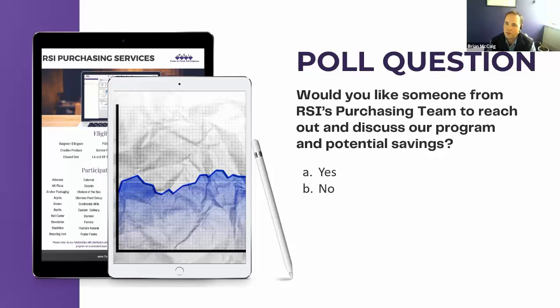This is probably more for those... We had a mix of RSI clients and non-RSI clients on the call today. So this is probably more geared towards RSI clients, but it wouldn't hurt to have the conversation with a member of the RSI purchasing team, even if you're not a client. You can learn a little bit more about the program. Okay, we have about half of the attendees have answered. I'm going to give another 10 seconds to get your answers in.